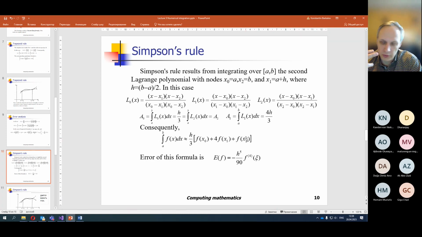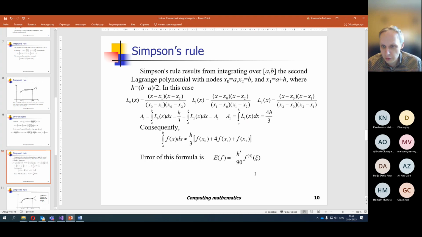The power of this formula consists in the following fact: the error has order 5. It's a very powerful result. If we have order h to the power 5, in this case it's enough to decrease the step 10 times. And after that, the error will be decreased 100,000 times, h to the power 5.